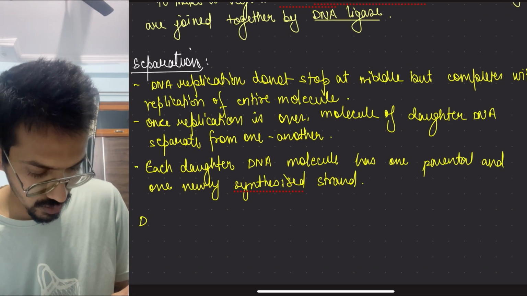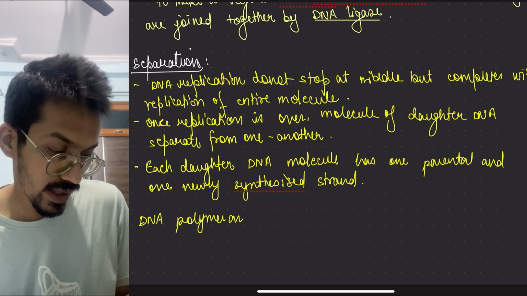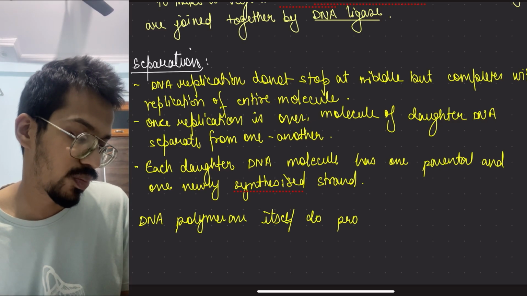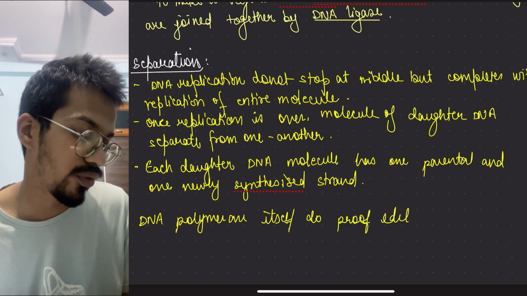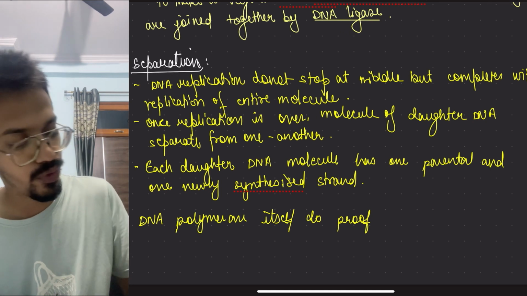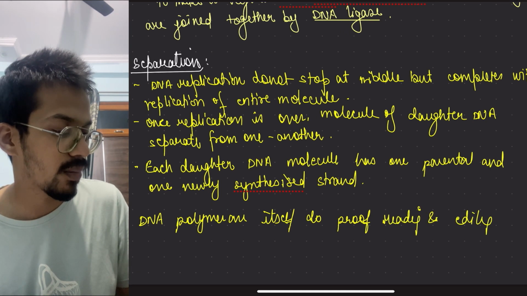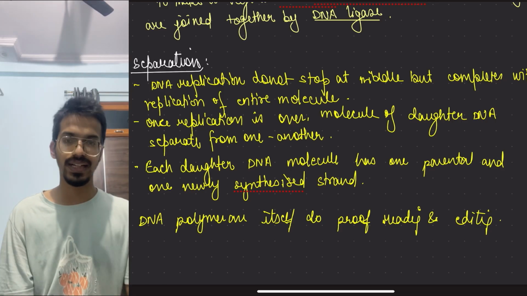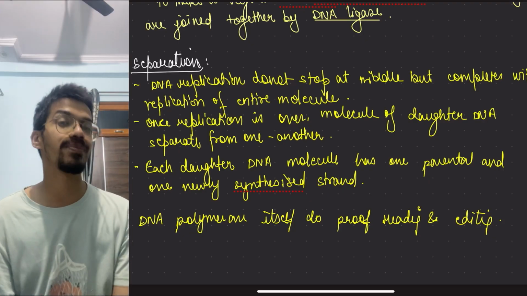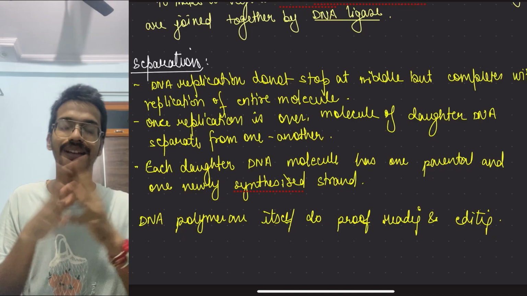DNA polymerase itself does proofreading and editing. By what way? By exonuclease activity that I have already told you. With this, all steps of DNA replication are over. We have completed this whole topic in this video.